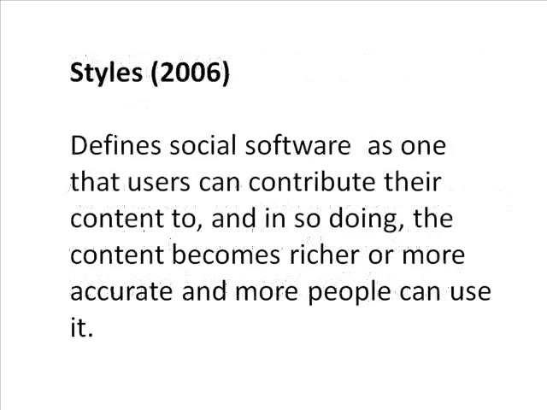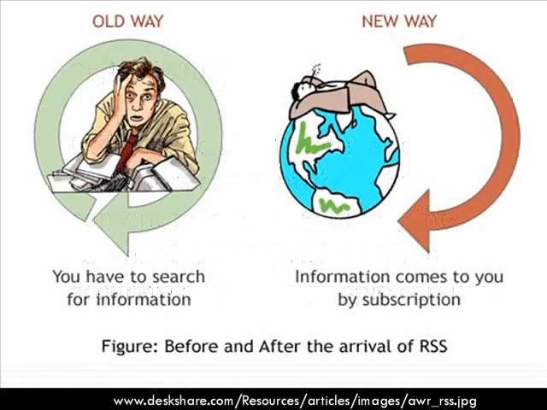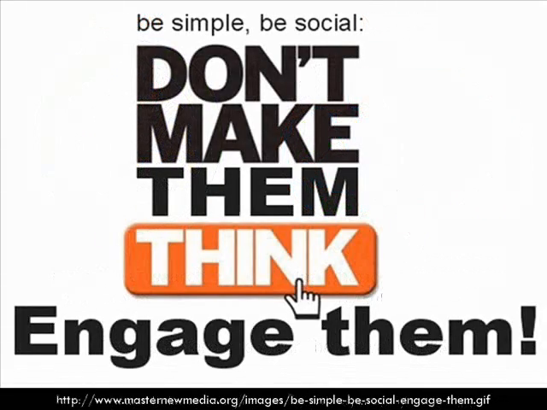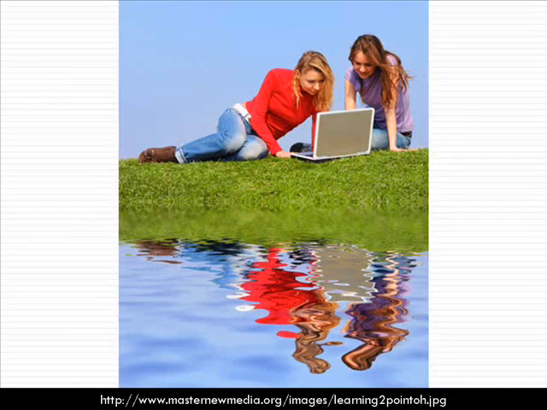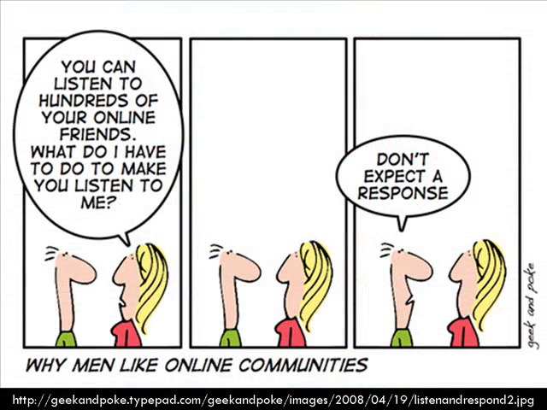Stiles, in 2006, defines social software as one that users can contribute their content to, and in so doing, the content gets richer or more accurate as more people can use it. There are many such definitions of Web 2.0 social software found in the literature. Suarez, 2006, in his research found hundreds of definitions for Web 2.0 social software and has focused on this rather simple definition for his own use. Web 2.0 social software is about connecting people and amplifying the power of working together. Some authors, Phillips 2007, Siemens 2006, have written that it may be easier to understand Web 2.0 social software through a description of its characteristics.